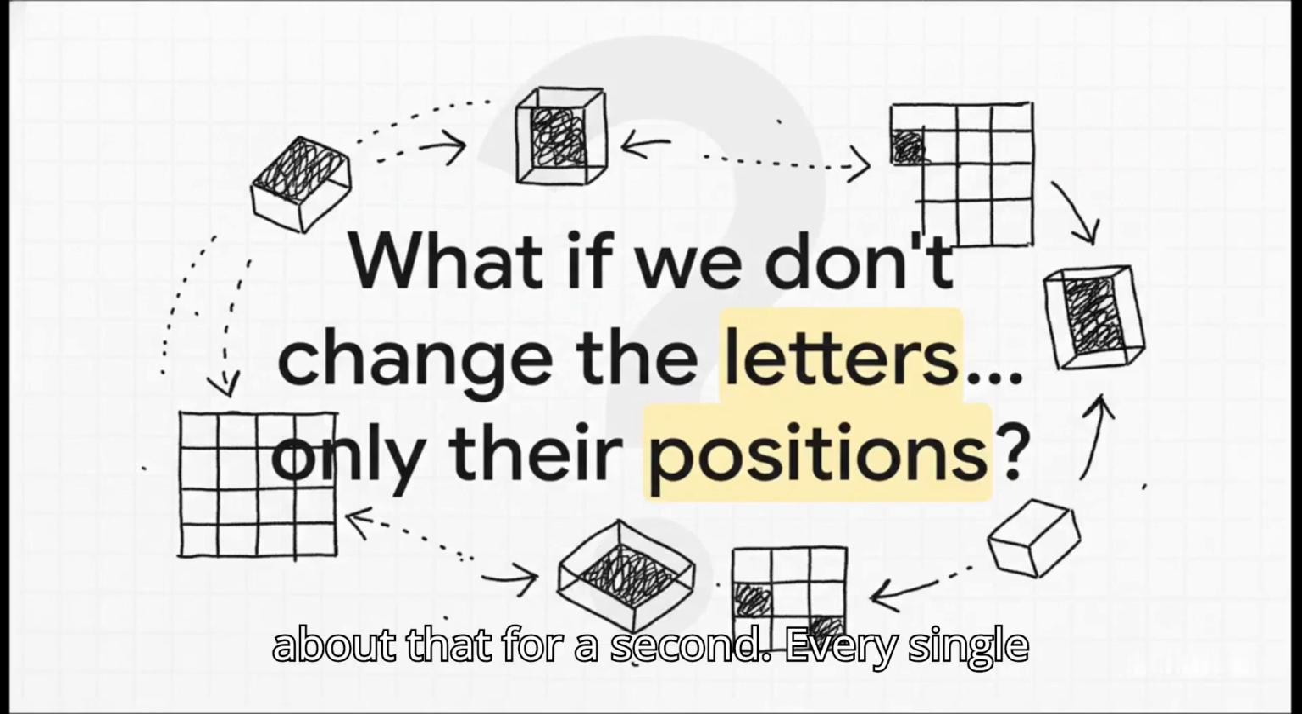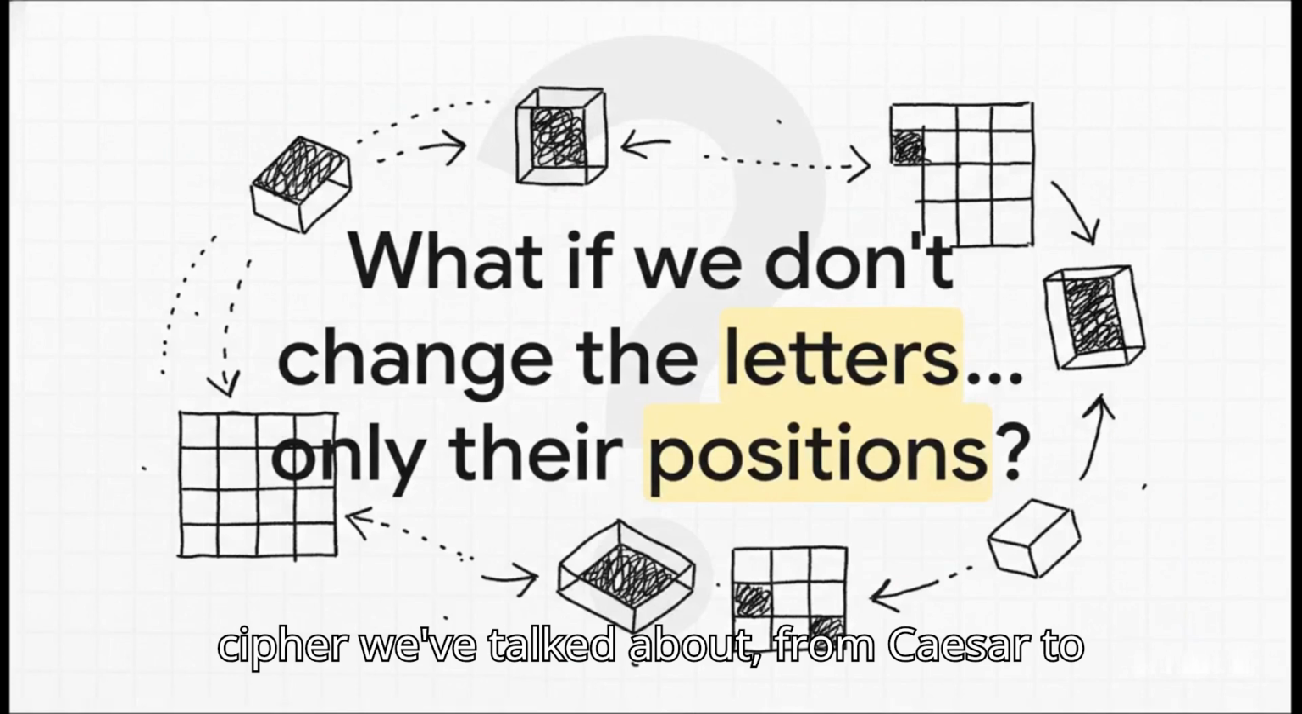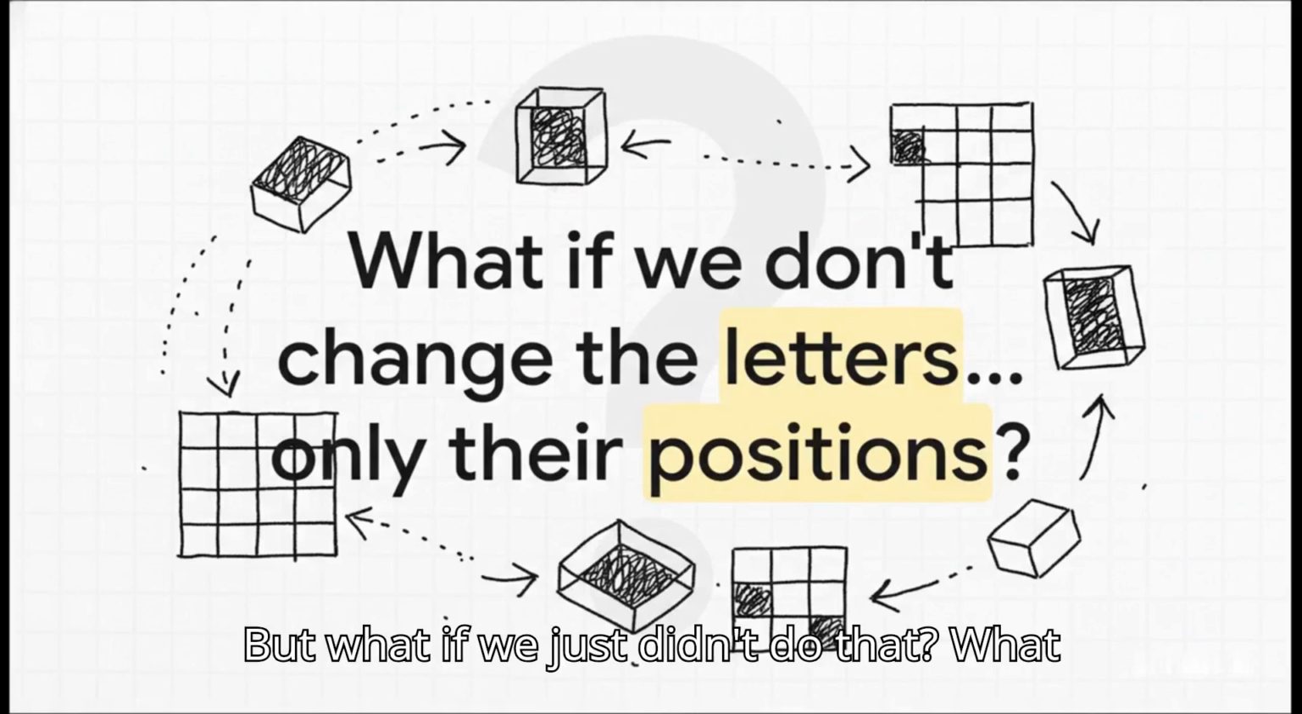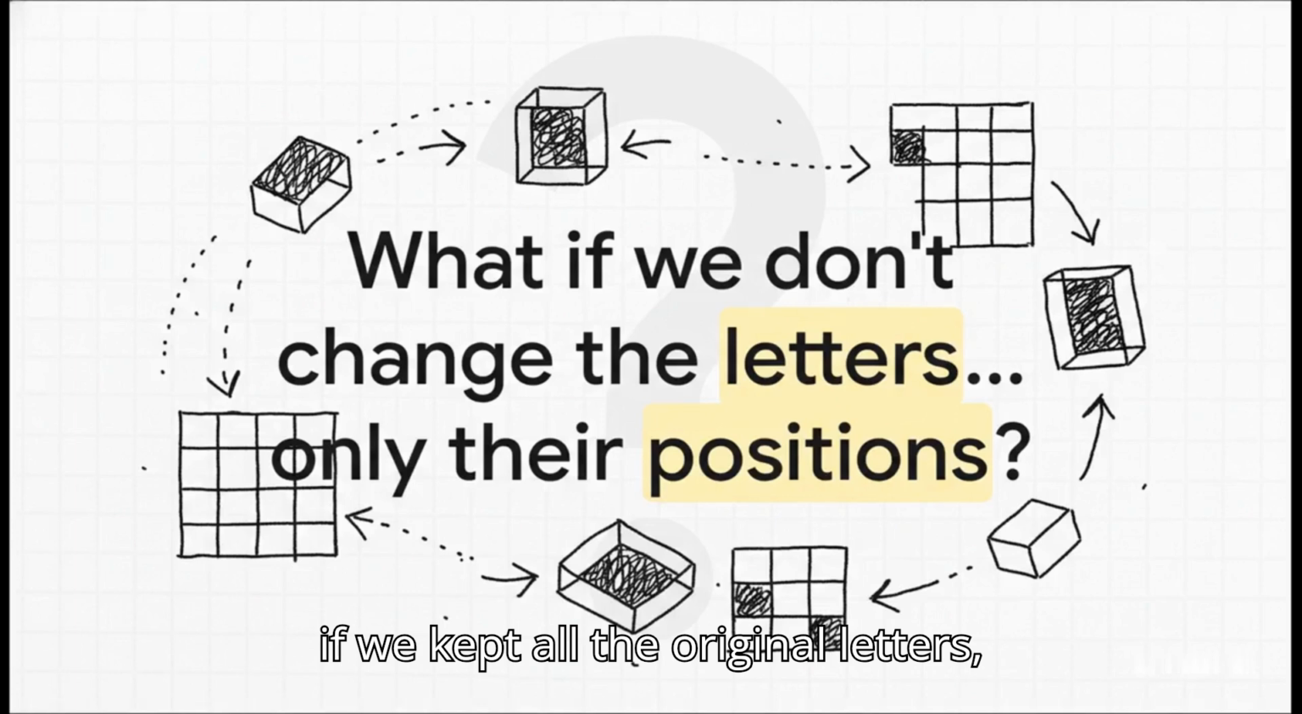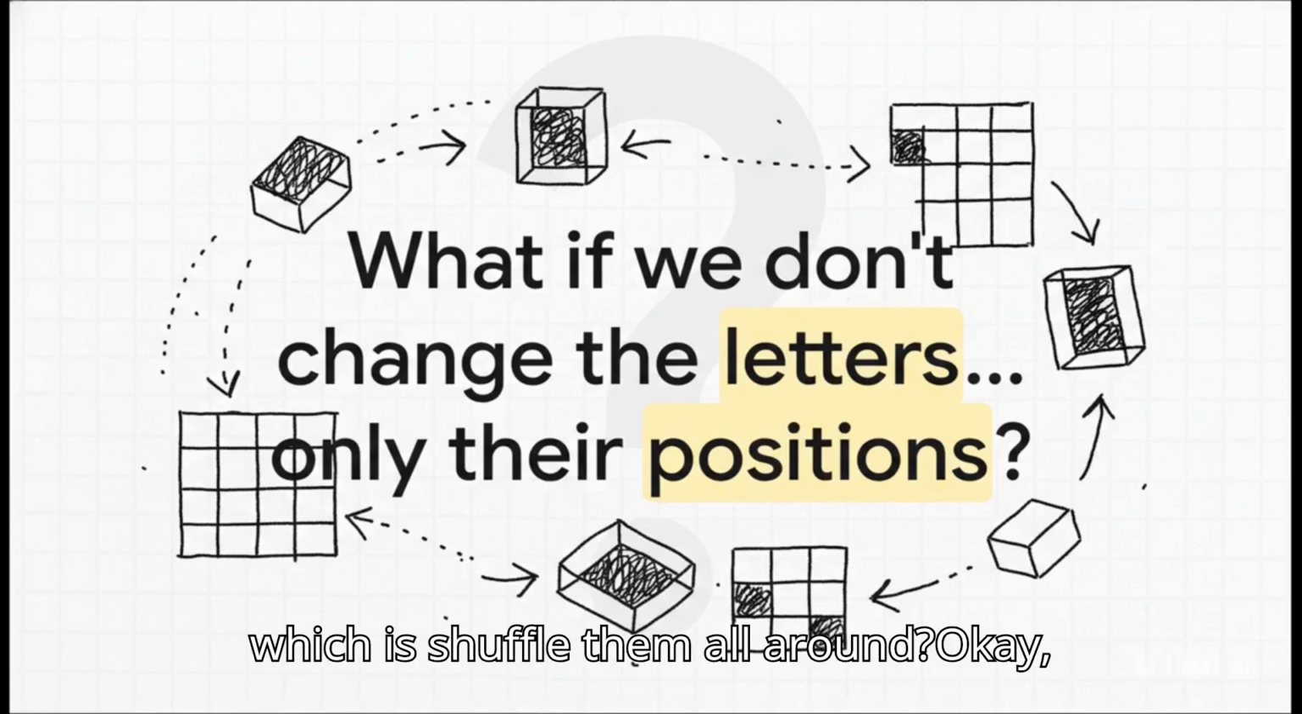Every single cipher we've talked about, from Caesar to Vigenère, is all about substitution. But what if we just didn't do that? What if we kept all the original letters but just shuffled them all around?